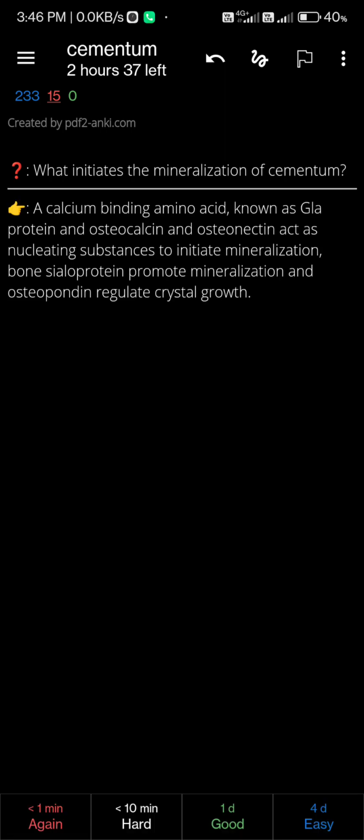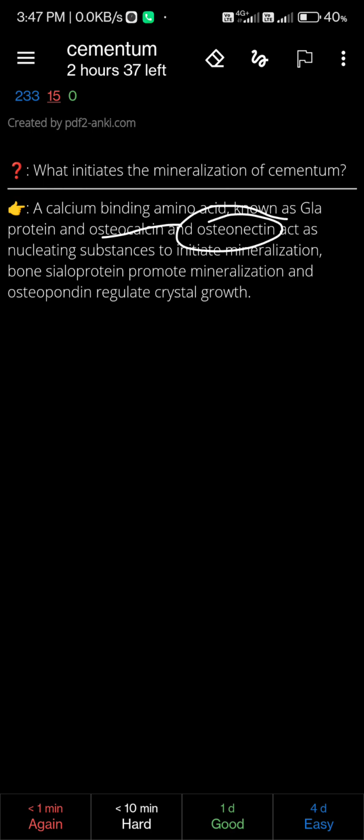So what initiates the mineralization of cementum? Calcium binding amino acids known as GLA protein. Then we have osteopontin, osteocalcin and osteonectin, which act as nucleating substances.